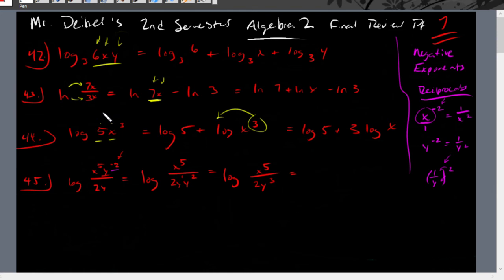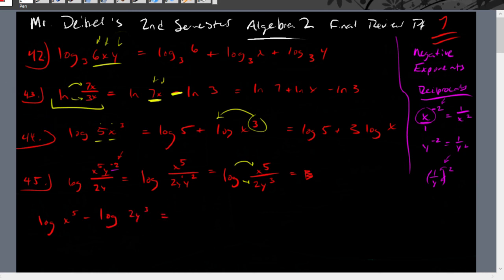Now, as we did here, we separate the quotient into a difference of logs. So let's do that. So here's our quotient. We're going to separate it into a difference of logs, where it's log of the top minus log of the bottom. And I'm actually going to write this down over here. Log of the top minus log of the bottom.